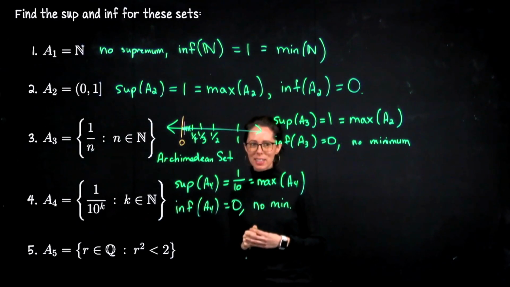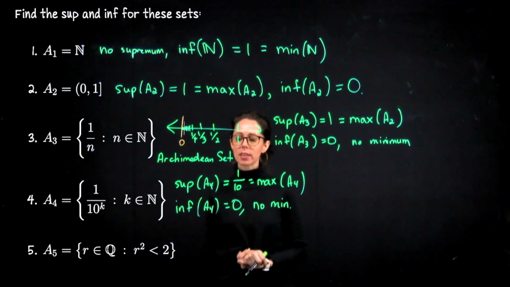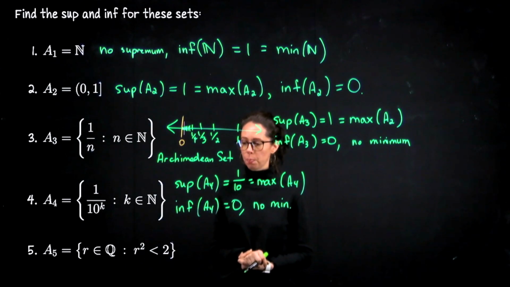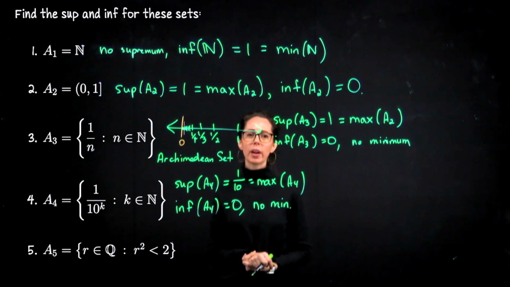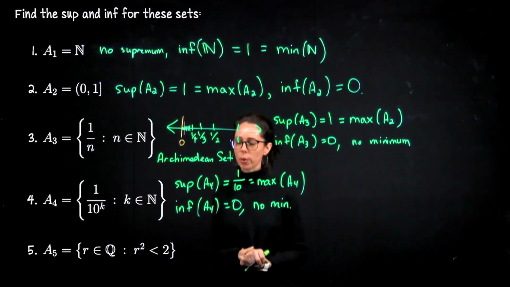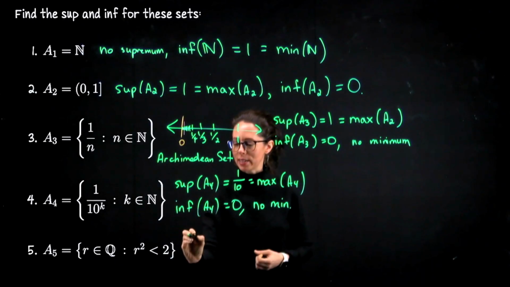For this last set, be careful, don't read this too quickly. It's not real numbers whose square is less than 2, it's rational numbers whose square is less than 2. So if we are looking at rational numbers whose square is less than 2, we're essentially looking at rational numbers between negative square root of 2 and square root of 2. Let me just kind of write down the answer.